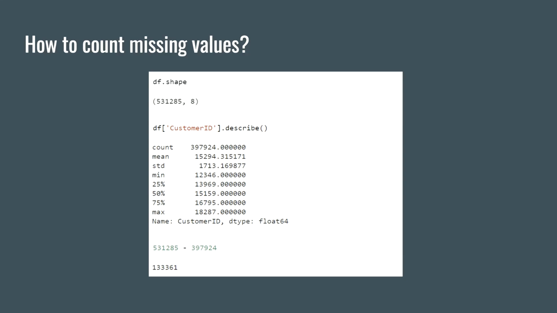So now we will continue to talk about data preparation. So how to count the missing values? You can see from the df.shape function that it already changes to 531,285 rows, which is our new dataset. When we use the df customer ID function, we can see that the customer ID value is only 397,924. So we can conclude that there are a total of 133,361 missing rows for customer ID.